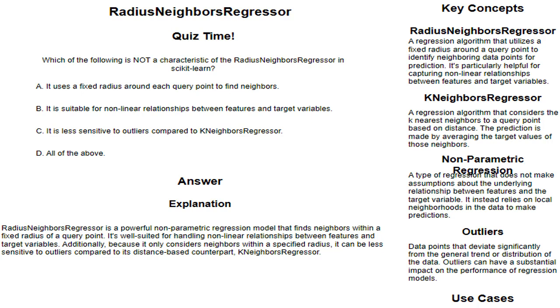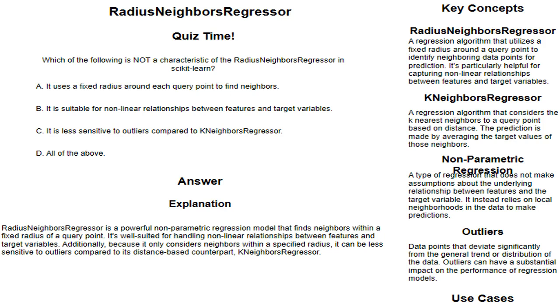Non-parametric regression. A type of regression that does not make assumptions about the underlying relationship between features and the target variable. It instead relies on local neighborhoods in the data to make predictions. Examples of non-parametric regression algorithms include k-neighbors regressor, radius neighbors regressor, and decision trees.